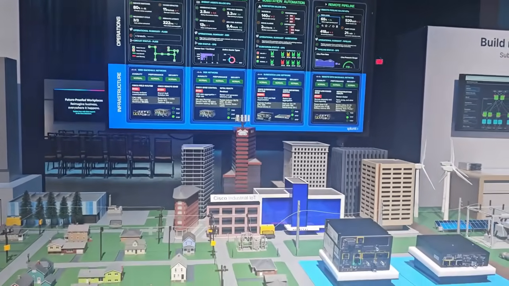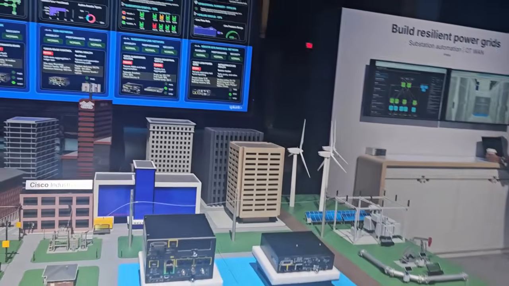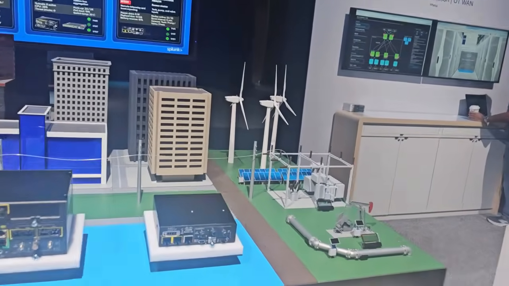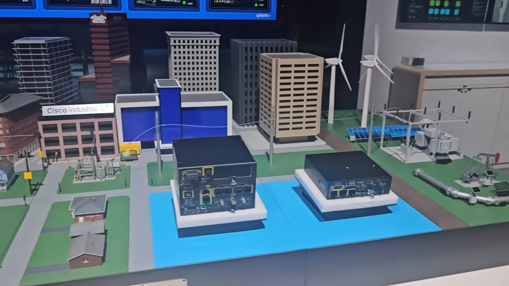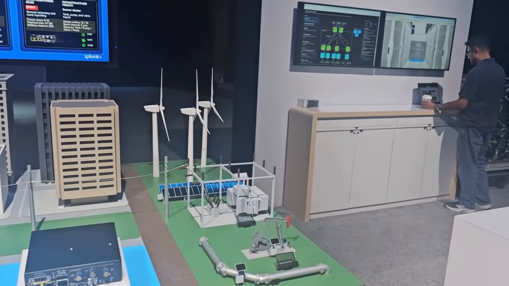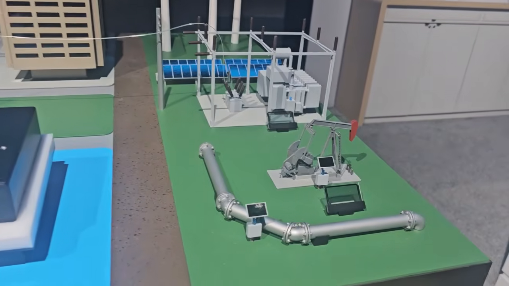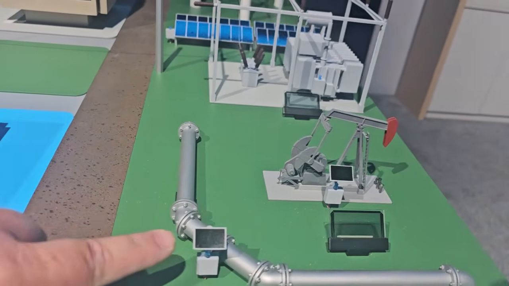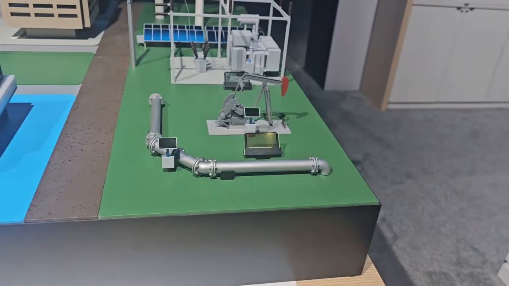So we built this model here as a model city in a residential area where you could actually see these platforms at work. And we talked about in the earlier video, this 1005, a new generation router. And you can see that we're using that as a small form factor device operating here on this pipeline. And for this remote pipeline, you can see that we have solar panels here. So that is a perfect use case for this low power draw router as well.